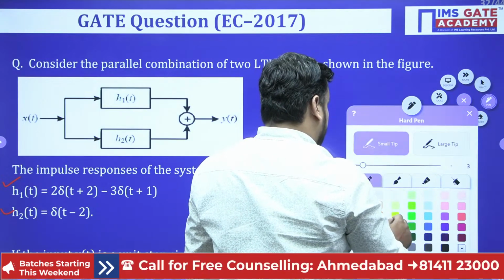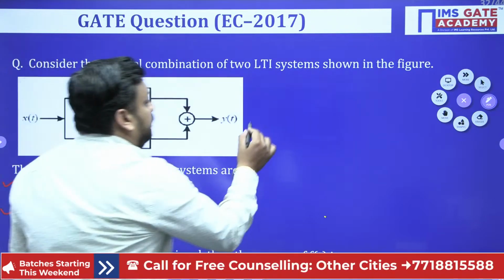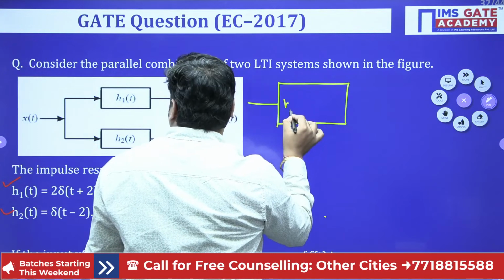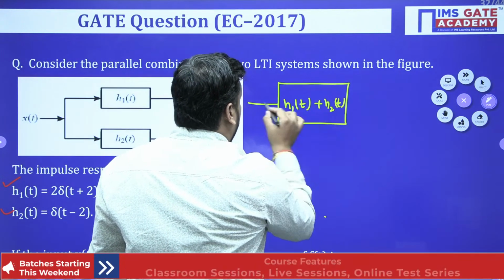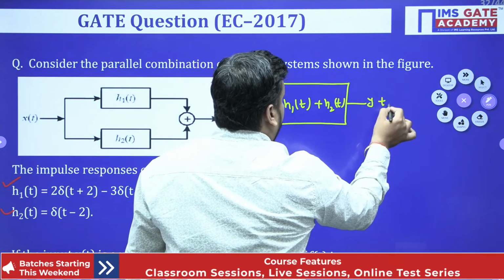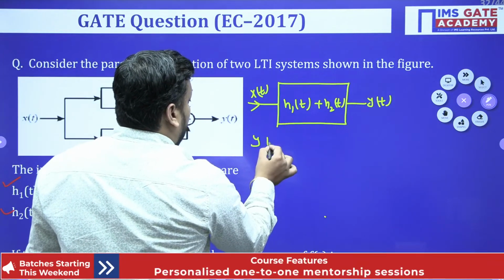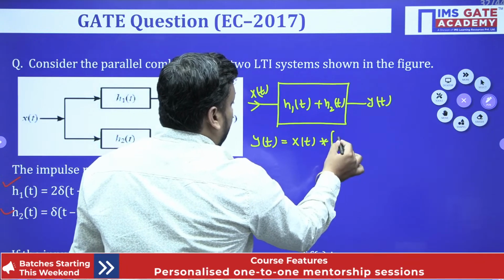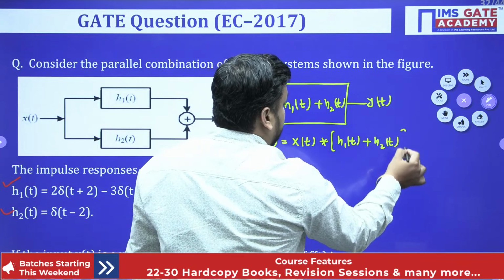So here which sign do we have, guys? Here we have a positive sign. So ultimately I can make the simplified diagram as, this h(t) is nothing but h1(t) plus h2(t), and from here x(t) is coming, and here you will get y(t). Now ultimately we just need to convolve. So y(t) is nothing but x(t) convolved with h1(t) plus h2(t).